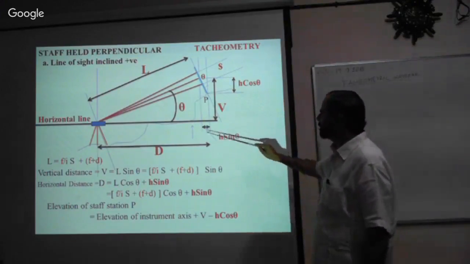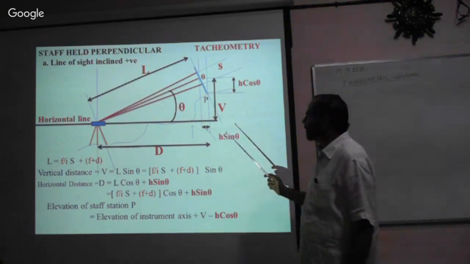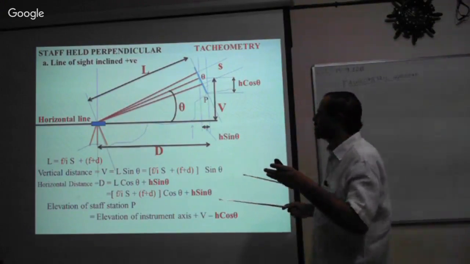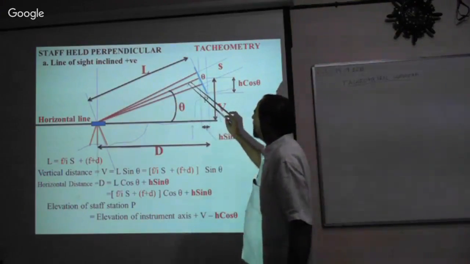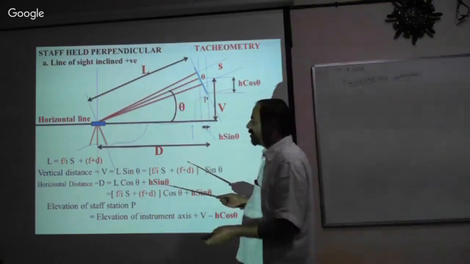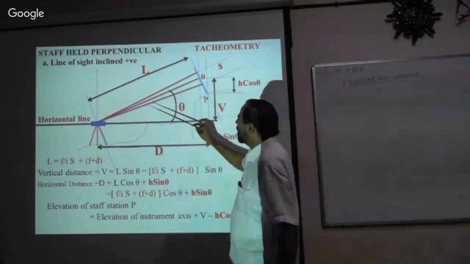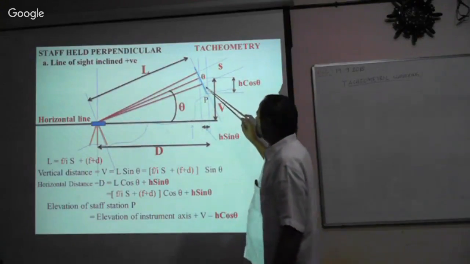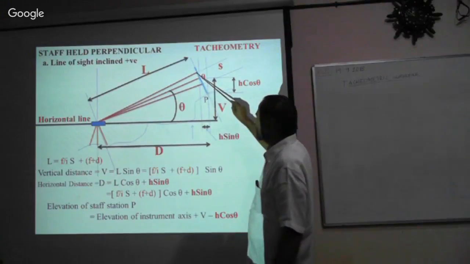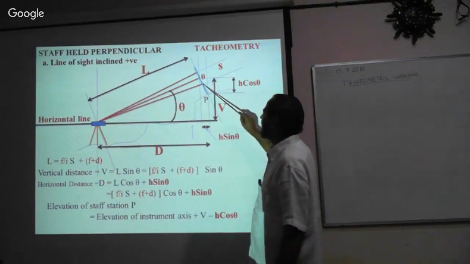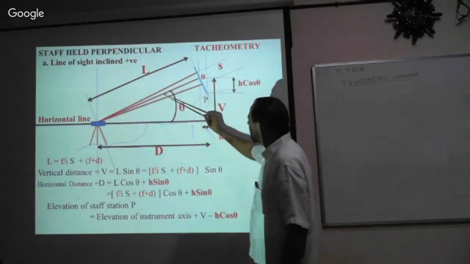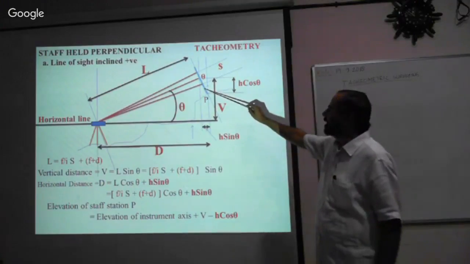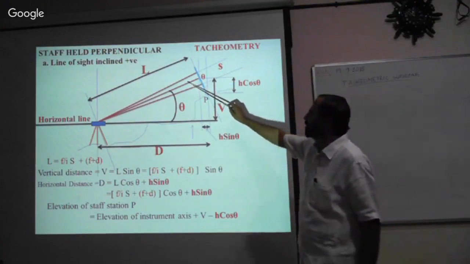Now please note these two. We are modifying this, the same thing, with a small modification. Read the staff reading: the top hair reading, middle hair reading, and the bottom hair reading. The staff held perpendicular to the line of sight. Please remember this. The staff, the leveling rod, is held perpendicular to the line of sight.